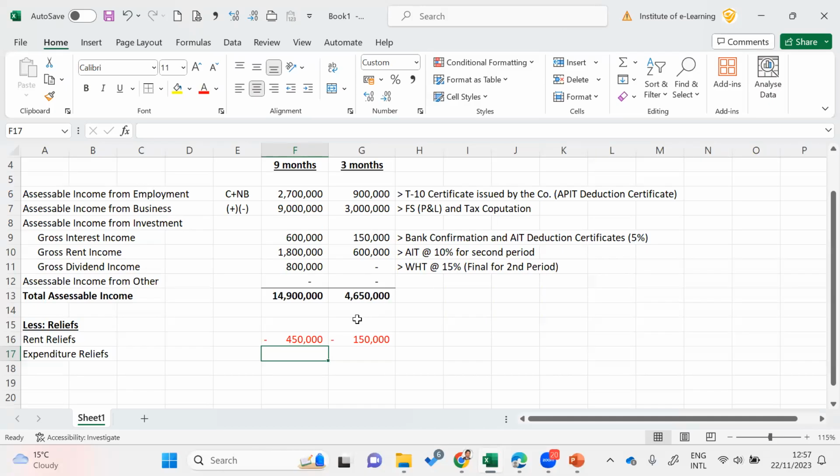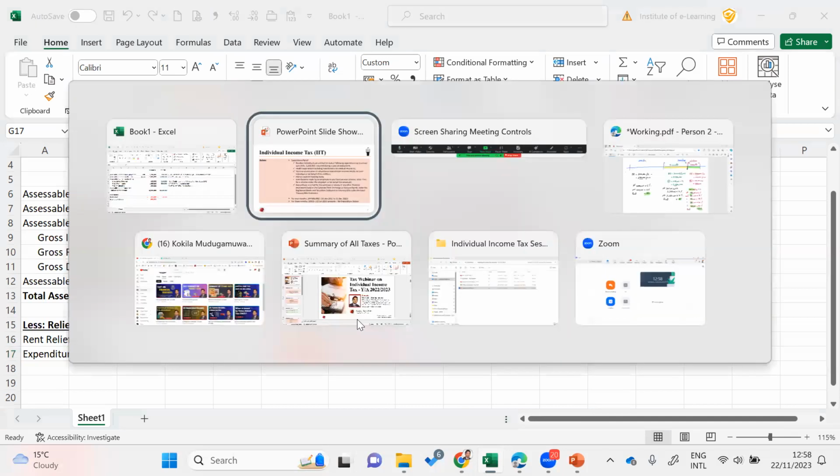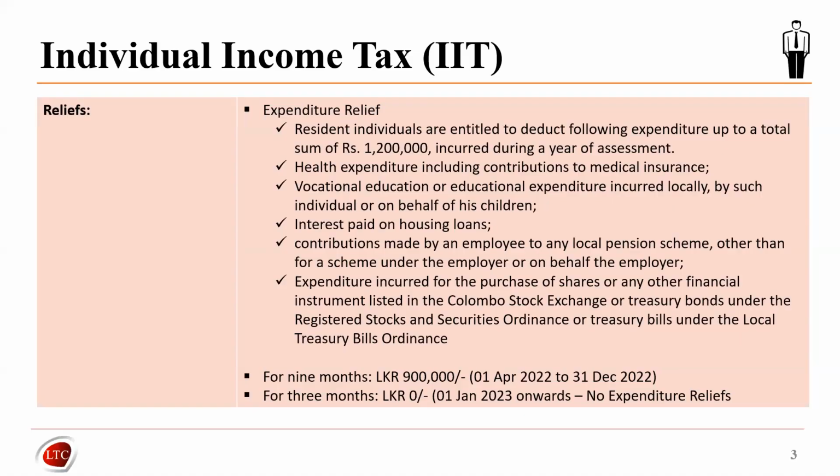Therefore, expenditure relief you can get only for the first period, and for the first period it would be 900,000. Let's say you have these expenses, like medical insurance, and some educational expenses, say you paid for an MBA at a local university. Education expenses should be within the country. Only payments made to an institution in Sri Lanka can be claimed.